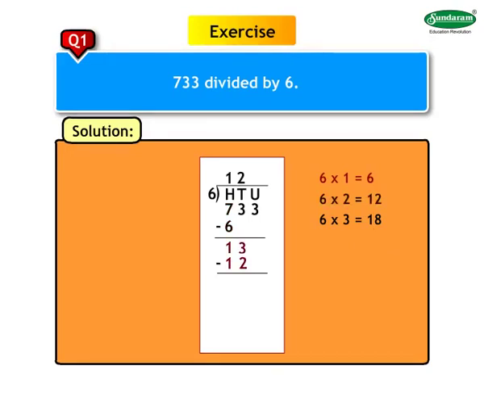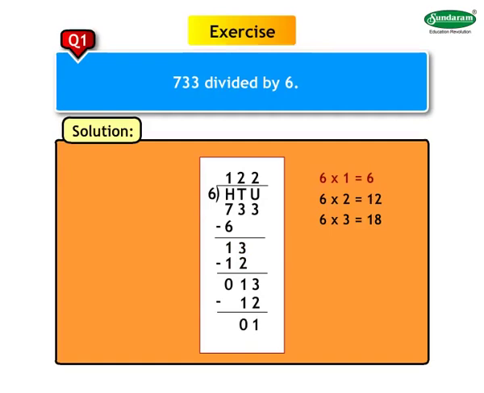Subtracting 12 from 13, we get 1. Now, bring 3 from the units place of the dividend down and write it in front of 1. Now, we have to divide 13 by 6. Again, 6 twos are 12. Therefore, subtracting 12 from 13, we get 1.